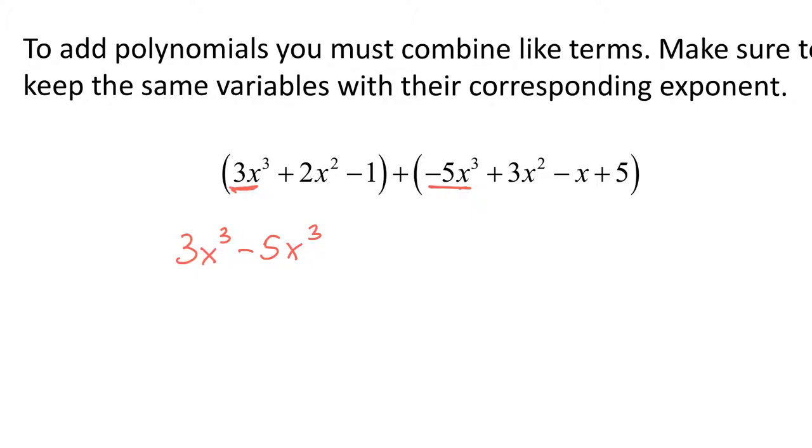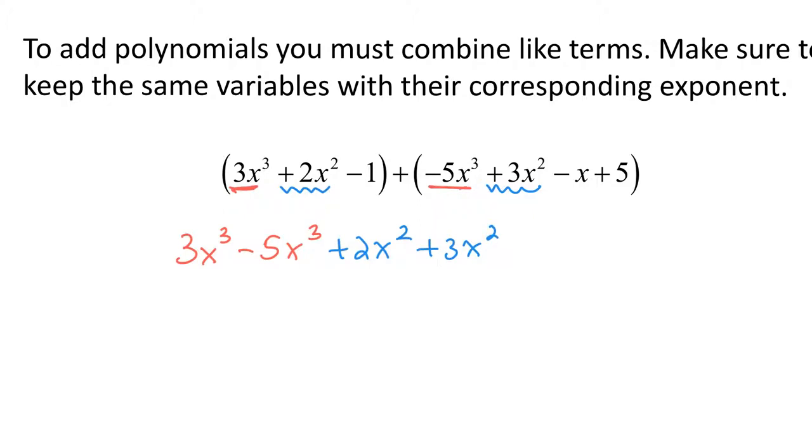Then I'm going to go to my next exponent, and the next exponent is 2, because the highest exponent is 3, and we go down to 2. So I do have a plus 2x squared right here. I'm going to put plus 2x squared. And in my other polynomial, I have a plus 3x squared. Now you are adding, but you don't need to put two pluses. You just put one. So I'm going to put plus 3x squared.